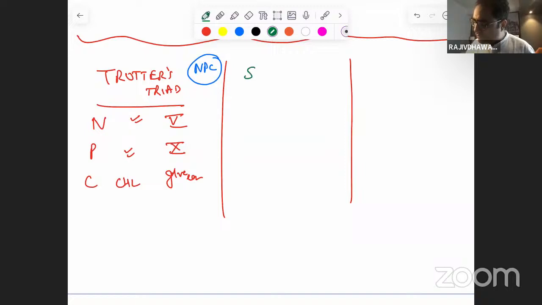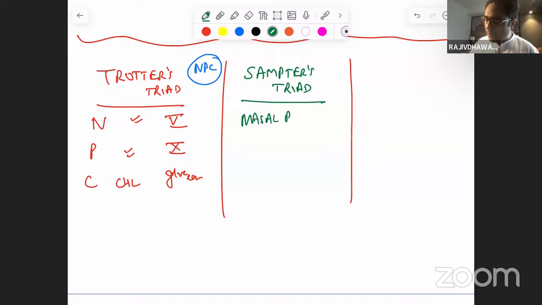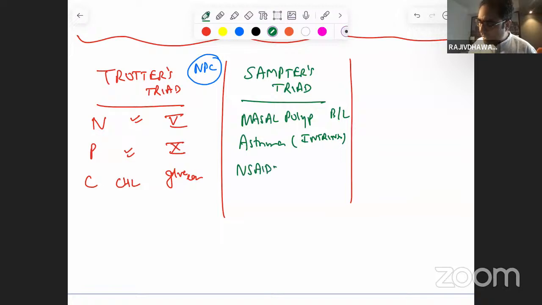Number 2, Samter's triad. Now, Samter's triad is seen in allergic diathesis. Number 1 is nasal polyp, which is the ethmoidal polyp, the allergic polyp, and this is bilateral polyp. Number 2, asthma. Asthma is intrinsic asthma. And number 3 is allergy to NSAIDs, particularly aspirin.